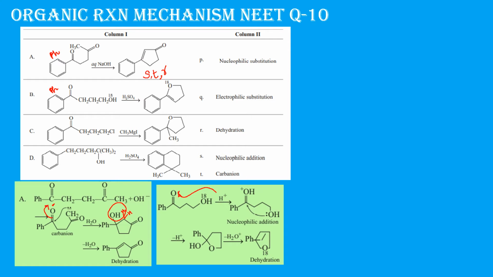This O is there. Okay, this is the OHO. So two CH2s are there: 1, 2. Two CH2 groups are also there. Here also 1, 2, 3. So 1, 2, 3 CH2 groups are there.